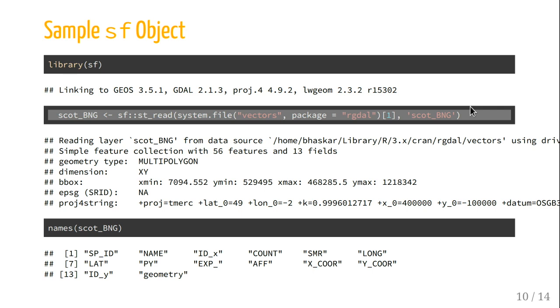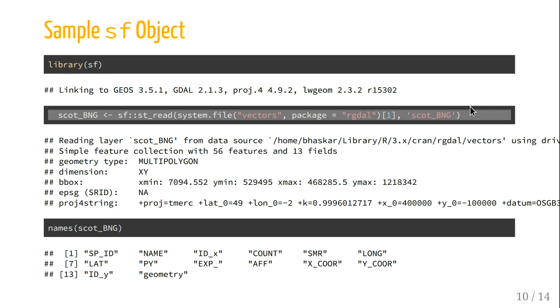What was that? RGOS read RGDAL, right? So you'll pretty much read OGR. Sorry, you'll pretty much have the same exact arguments. And when it reads, it's telling you that it's that file that it has read from that location. It has 13 fields. It is multi-polygons.